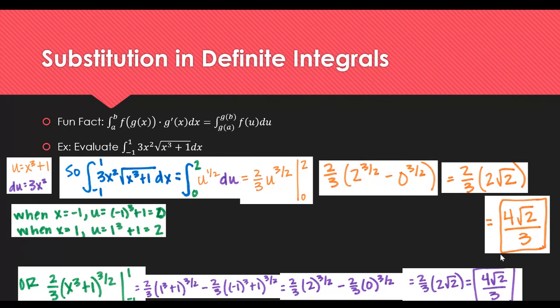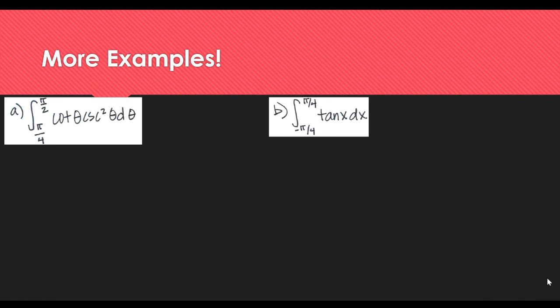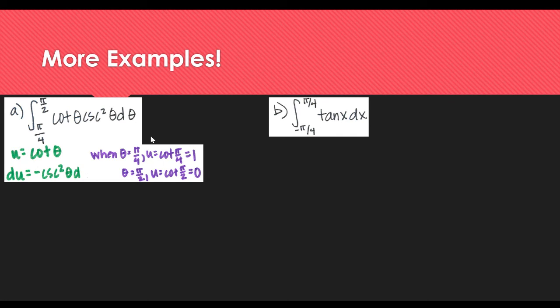Whatever makes you happy. So let's try a couple more. Make sure that you're feeling comfortable. Letter A. We have the integral from pi over 4 to pi over 2 of cotangent theta cosecant squared theta d theta. So when you're deciding what your u should be, remember what the antiderivative and the derivative are. I know the derivative of cotangent is cosecant squared. So if I make cotangent my u, my derivative is the rest of this just with a negative. So all I have to do is put a negative on that.